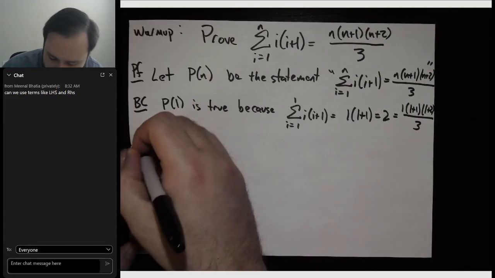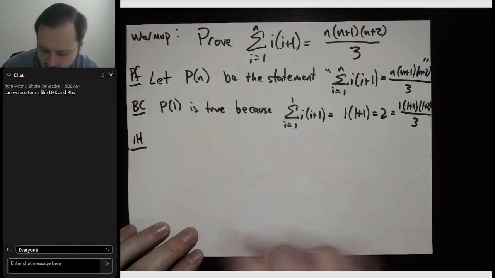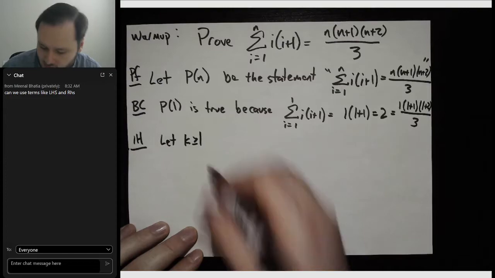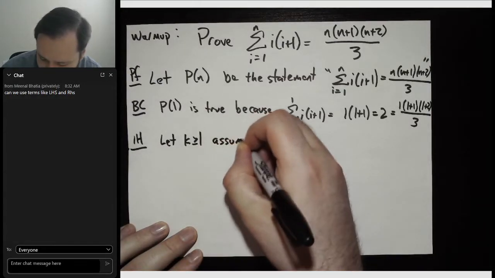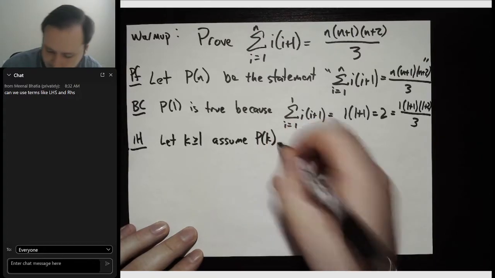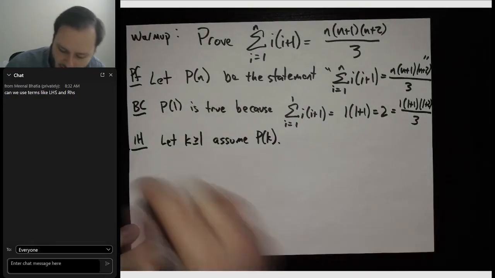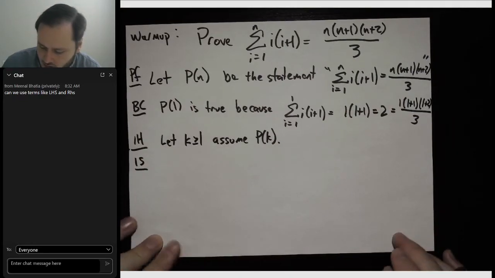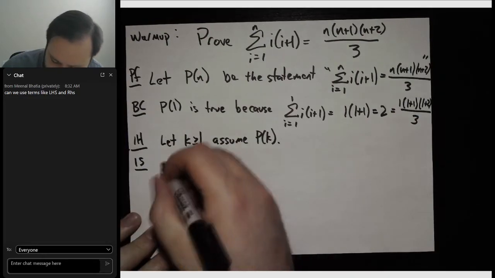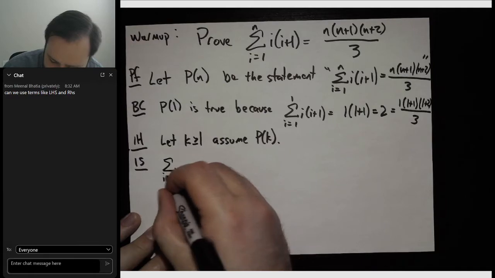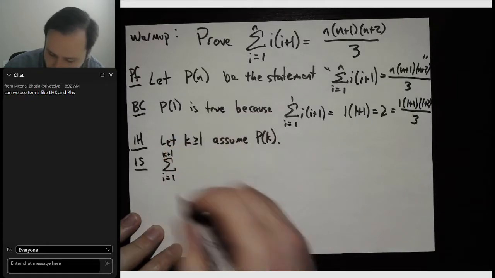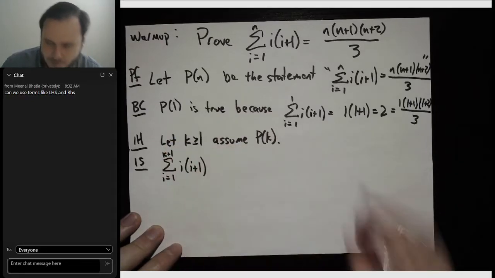Okay, my induction hypothesis. Induction hypothesis is: let k be some number greater than or equal to 1, and assume P of k. And now we get to the induction step. This is where we gotta think about things carefully. So what is P of k plus 1 talking about? P of k plus 1 is talking about this sum from i equals 1 up to k plus 1 of i times i plus 1.